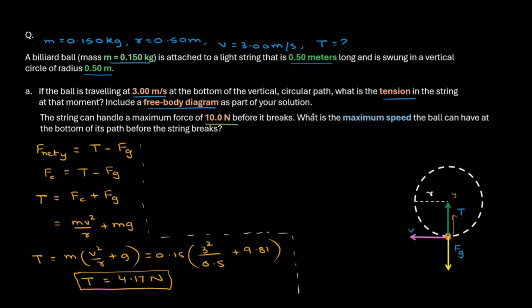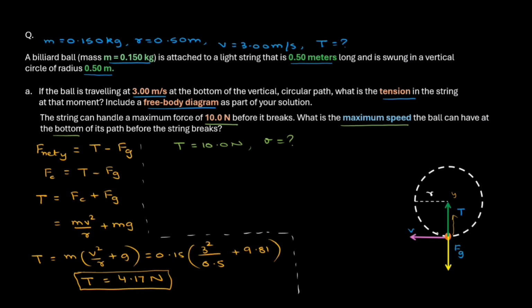The next part of the question says, the string can handle a maximum tension force of 10 Newton before it breaks. What is the maximum speed the ball can have at the bottom of its path before the string breaks? So here the question says that if the maximum tension the string can handle is T equals 10 Newton, what maximum speed can it have at the bottom before the string breaks?